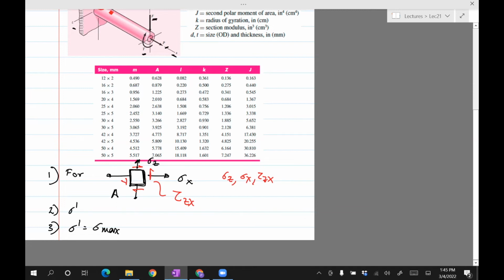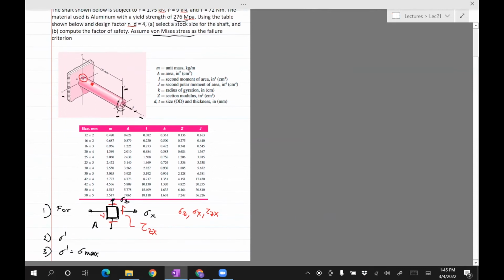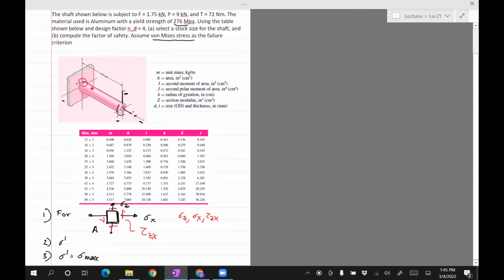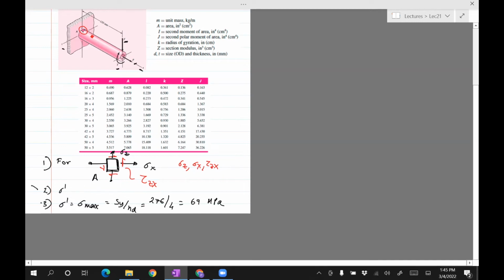And sigma max we can find because we're given the design factor. So in this case, using the definition for design factor, sigma max would be SY divided by ND. So 276 divided by 4 comes out to be 69 MPa. Okay, so it boils down to part 2 and part 3 are pretty simple.